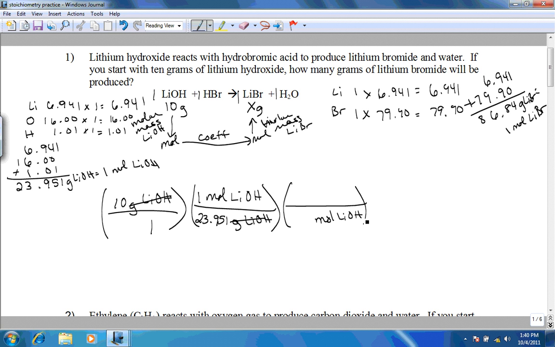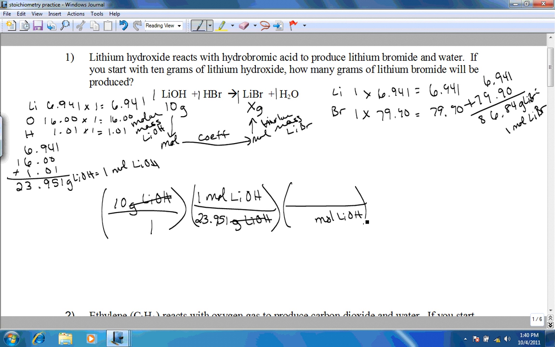And now we're right here. We're going from here to here, from left to right, from lithium hydroxide to lithium bromide. In order to do that, we're going to use the coefficients. So if you look at lithium hydroxide, the coefficient is 1. And where we're going to is lithium bromide. So that's 1 as well. The moles of lithium hydroxide cancel out. We're now in lithium bromide. We've actually switched compounds in that bracket.